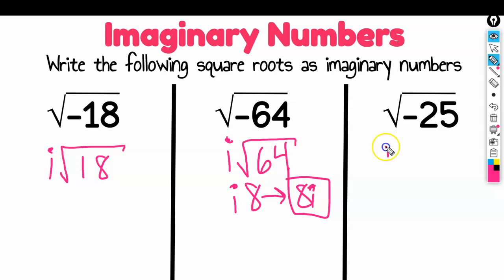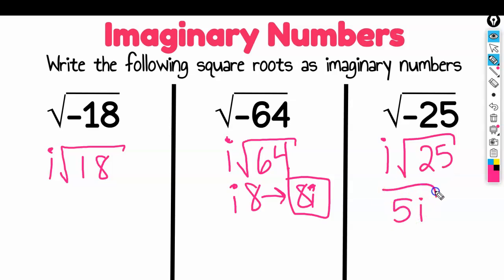Looking at the next one, very similar. i square root of 25 would be our next step to writing it. But then I see that square root of 25, that is 5, so I can rewrite this as 5i. Okay?